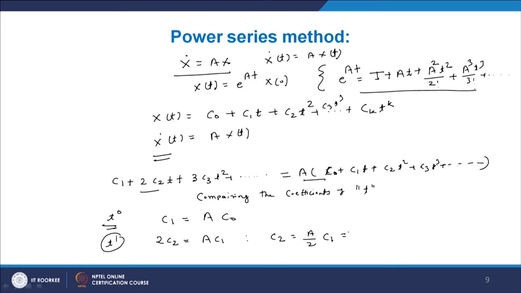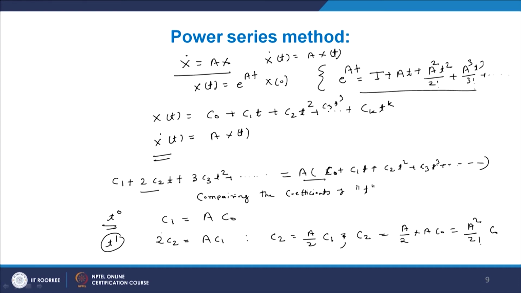Now, but we know C1, what is C1? C1 is A into C naught. So, we replace the value of C1 in this equation. So, we will get C2 equal to A by 2 into A into C naught, equal to A square by 2. So, we can write it as A square by factorial 2 into C naught. Why I write factorial, we will see later on. Now, here we have compared the coefficient of t1.